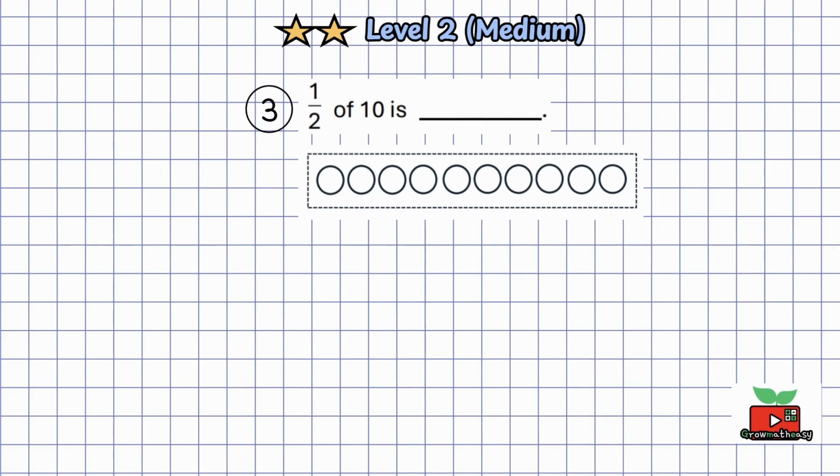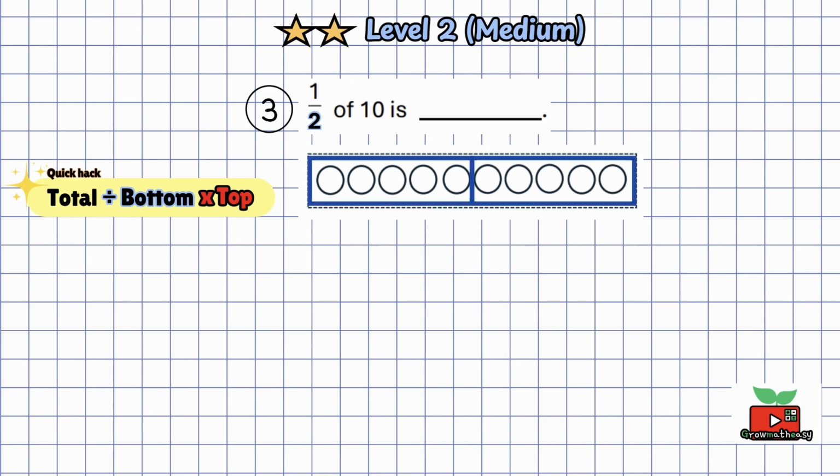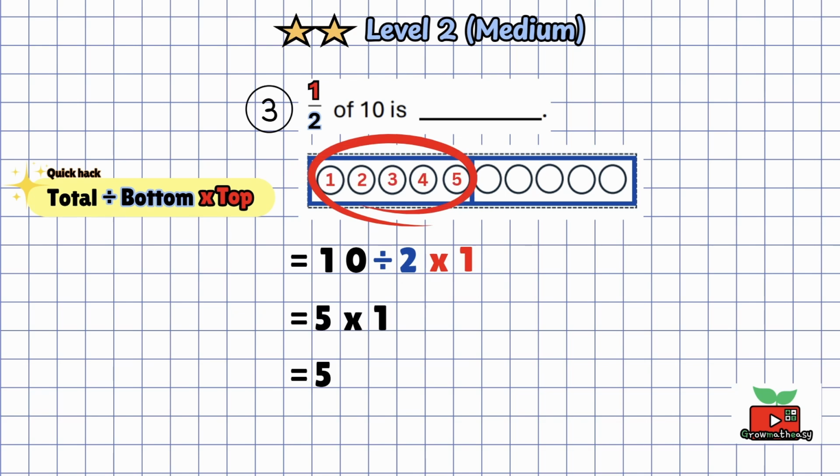Question 3. What is 1/2 of 10? Let's use the quick hack. The bottom number is 2, which tells us to divide the total number by 2. So 10 divided by 2, and then multiply by the top number 1. 10 divided by 2 is 5, and 5 times 1 is 5. So 1/2 of 10 is 5.